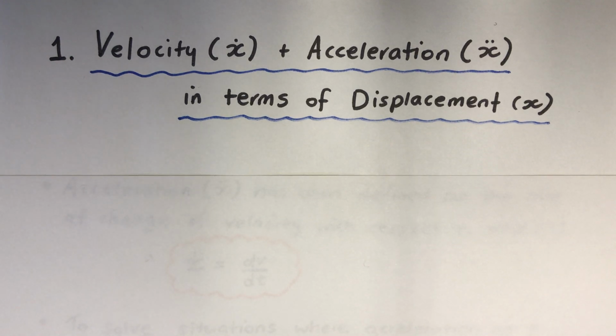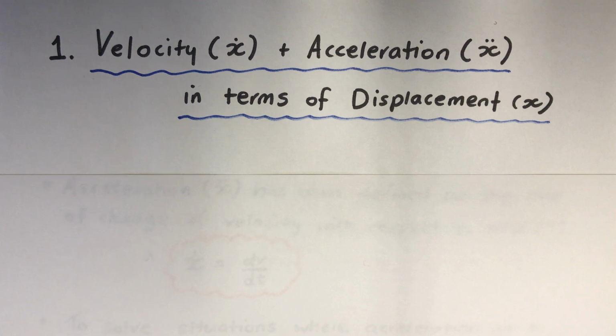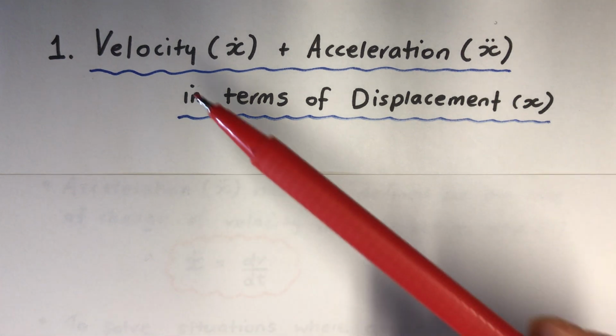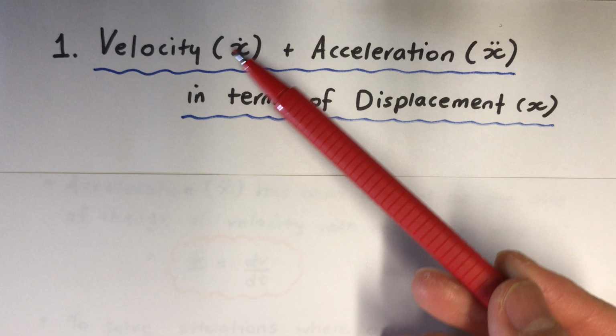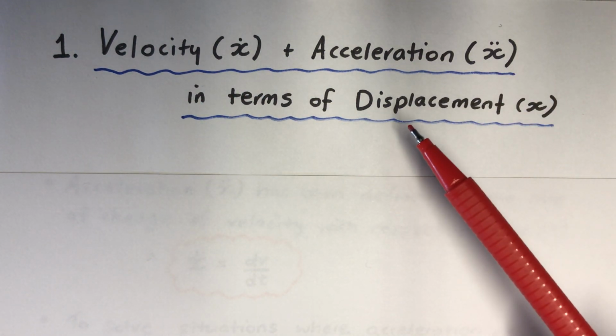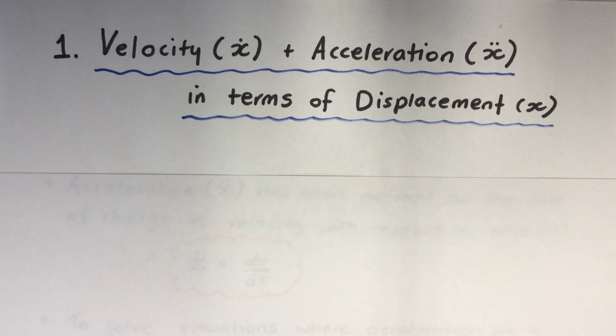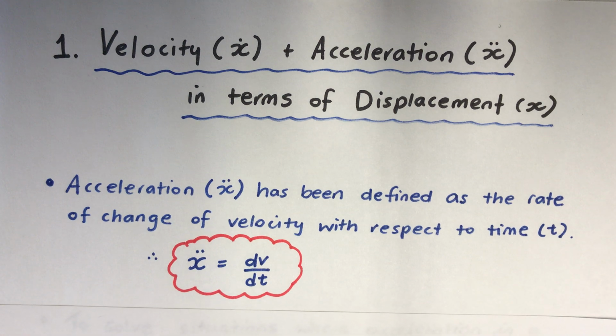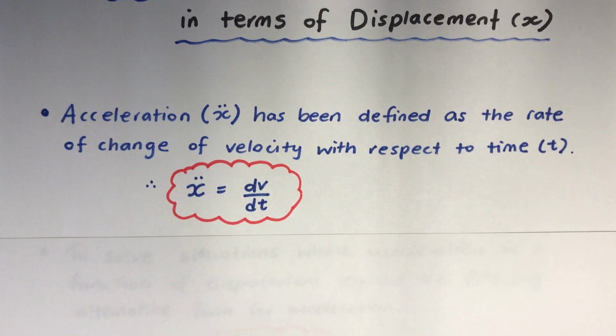Hello everyone. The topic we are going to do is mechanics, but the first lesson is change of rates, which is the velocity and acceleration in terms of displacement. Now we are going to use the symbols x dot as a velocity and x double dot as an acceleration, and of course x is the displacement. Okay. And let's have a look at the first formula for this one.